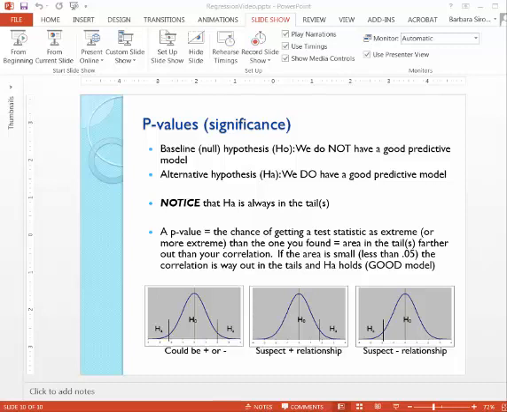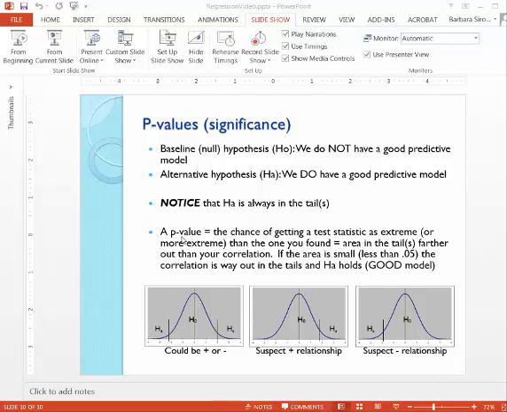So that would be, yes, we do have a good predictive model. That's what we will believe if we have proven it beyond the shadow of a doubt. Notice on this picture that the HA is always in the tails. So in the center of the curve is no good predictive model. If the correlation is really high, close to 1, or really low, close to -1, that's when we know the predictive model is good. So what is this p-value?